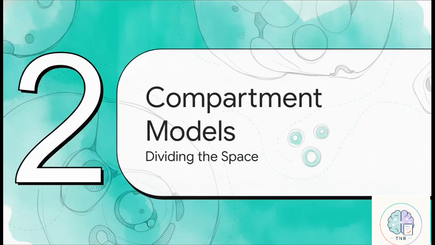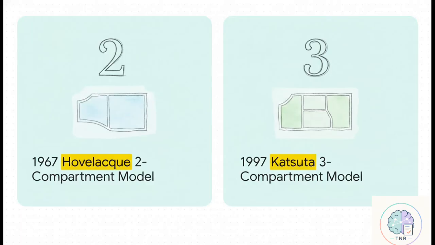Moving right along to Section 2, Compartmentalization Models. You know, anatomists have famously debated for decades on exactly how to divide up this crowded little space. We are essentially looking at two distinct historical classifications that map the exact same area differently. We've got the classic two-compartment model from 1967 by Harvey and Pierce, and then the updated three-compartment model from 1997 by Katsuta. Let's break these down point by point.